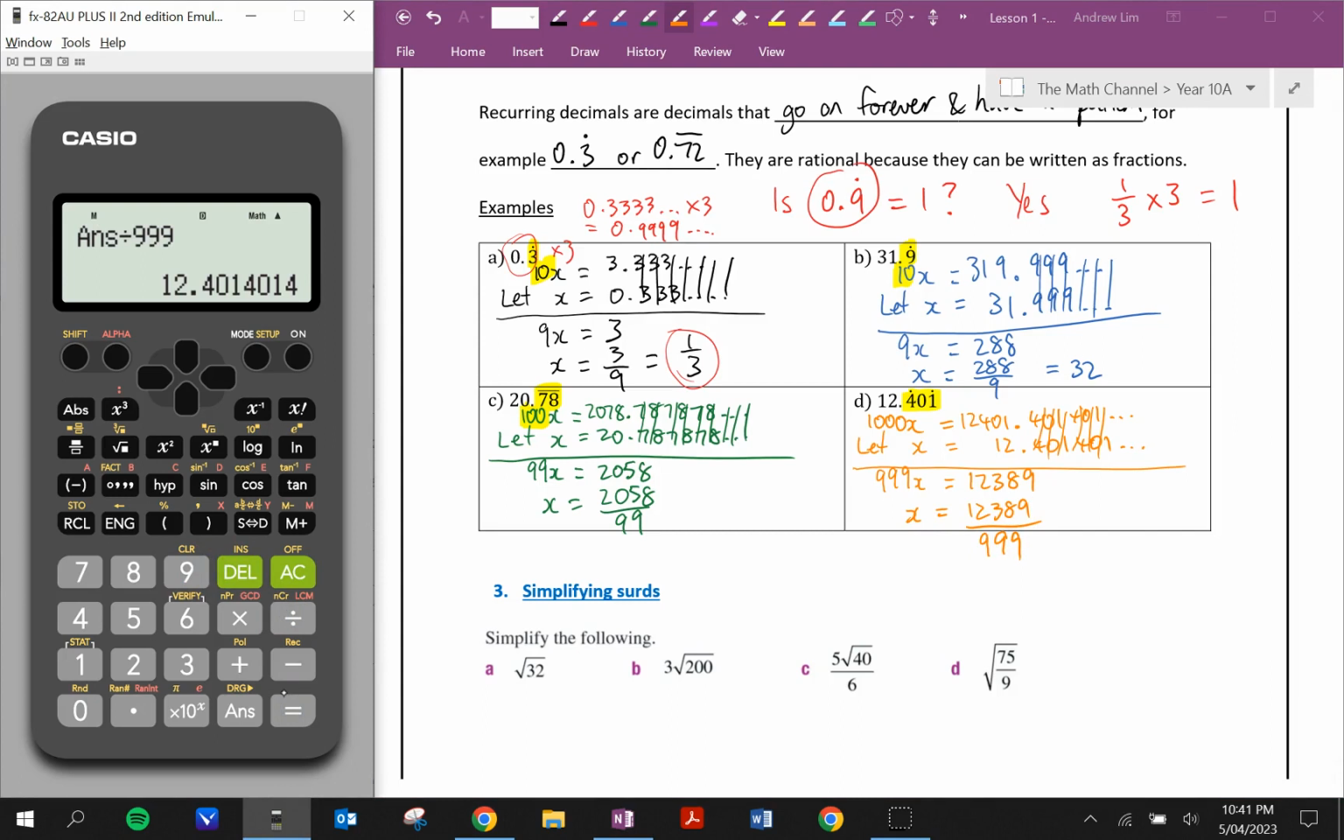12.401414. Alright? So, that's how we show that recurring decimals are actually rational, because we can express all of them as fractions.